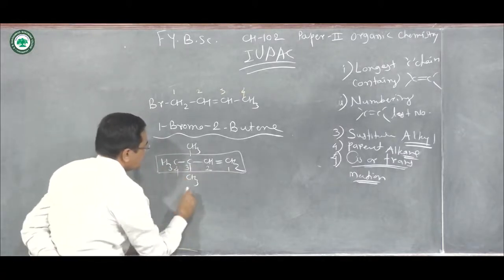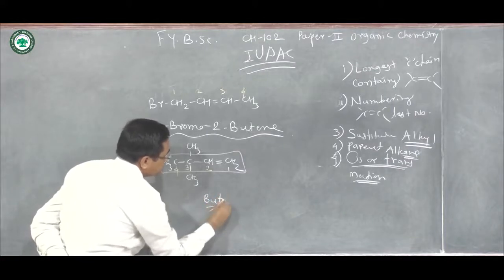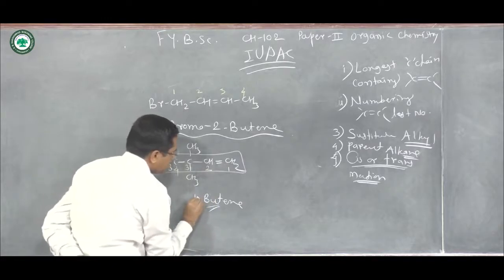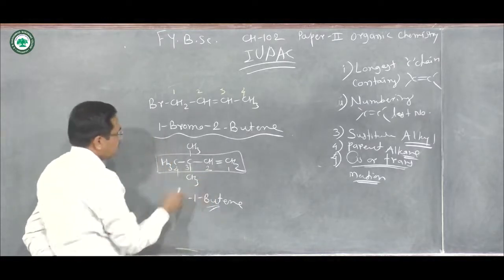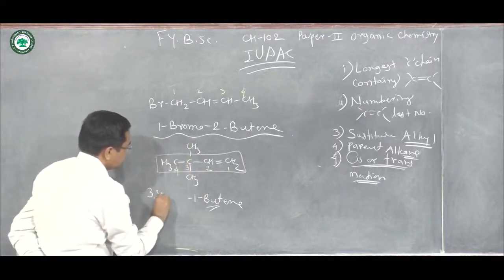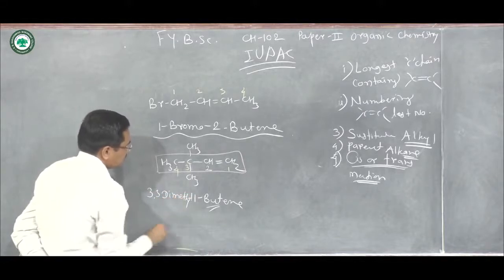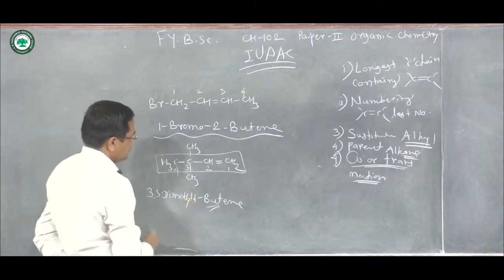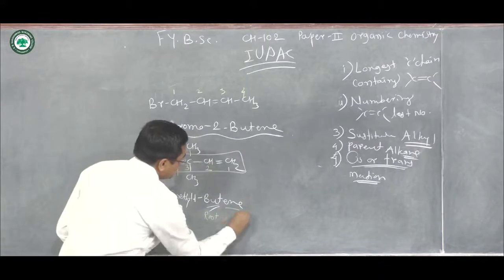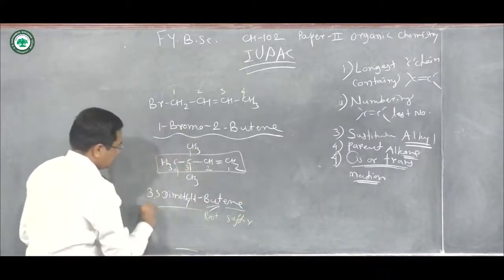So here BUT is the root, butene, the double bond is present between the first and second carbon atom, and there are 2 methyl groups attached, so 3,3-dimethyl butene. So this one is root, this one is suffix, this is prefix.